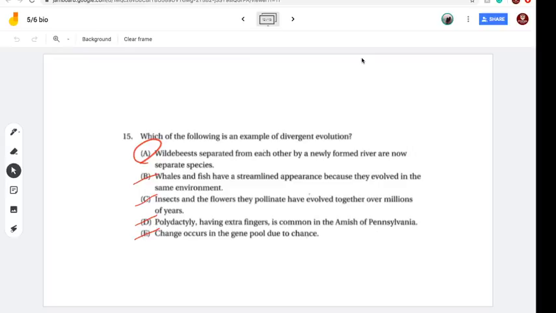Number 19, 2 populations of one species evolved into 2 separate species after being separated for millions of years by a canyon is. So being separated by a geographical barrier such as a canyon is called geographic isolation. This isolation may cause the formation of new species. So the answer here would be choice A.